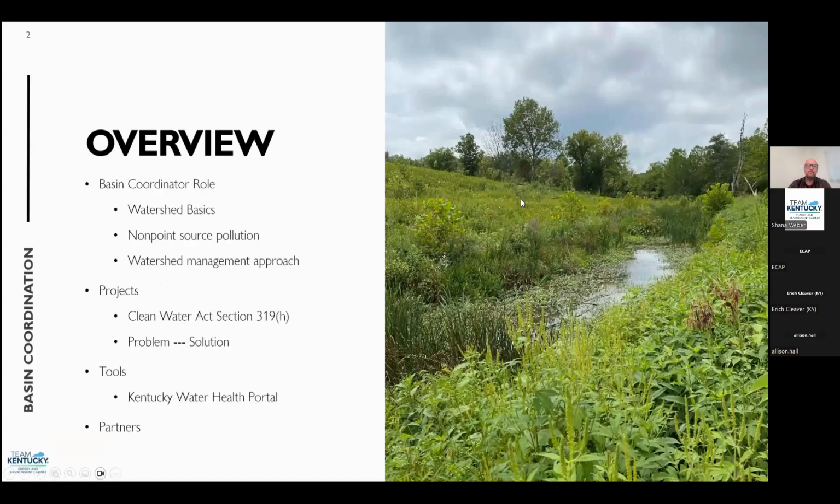Yeah, apologies. So just an overview, we're going to talk about what it means to be a basin coordinator, what a watershed is. I know that might be old news to some of you, but it's good to start with the basics generally. Talk about non-point source pollution, how we manage that using what we call the watershed management approach. I'll go over some of our projects, give you some tools that you can use to learn about water quality in your area, and then quickly talk about some of the partners that we work with.